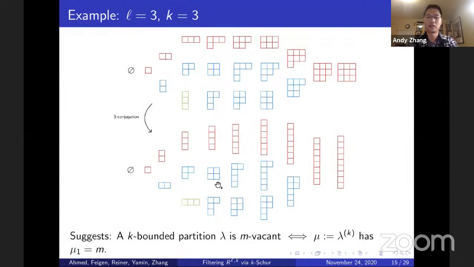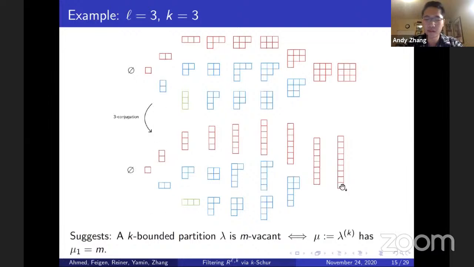So let's view it on a larger scale. If we take all partitions that fit inside the 3x3 rectangle, and we do the 3-conjugation for all of them, we'll get the following partitions. And the way I colored them is because of the following reason.